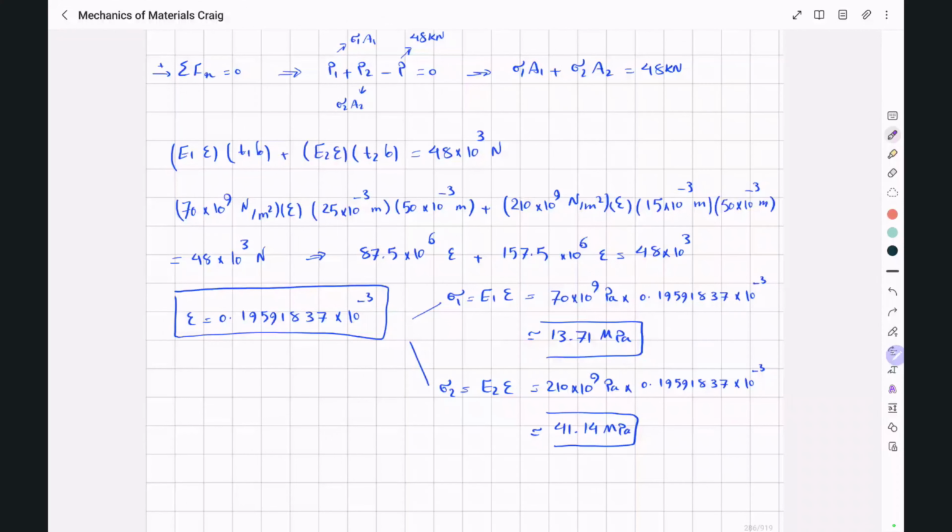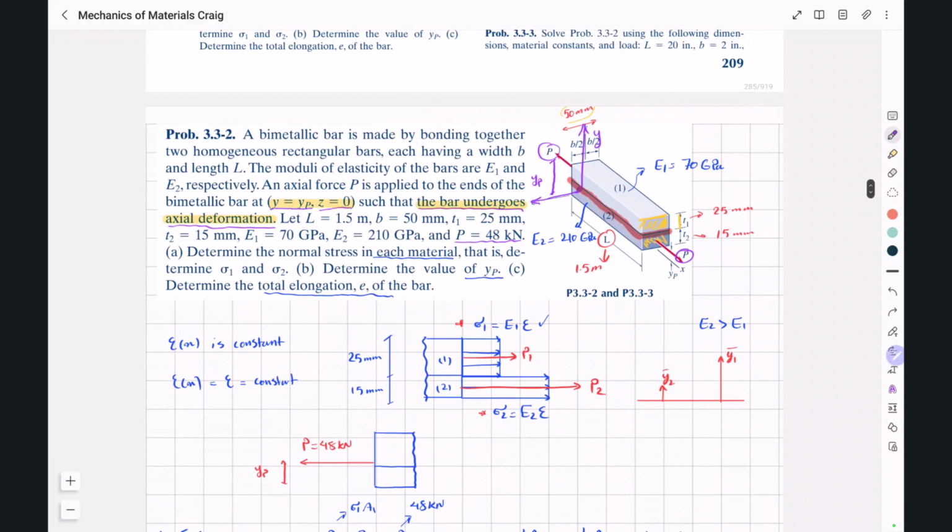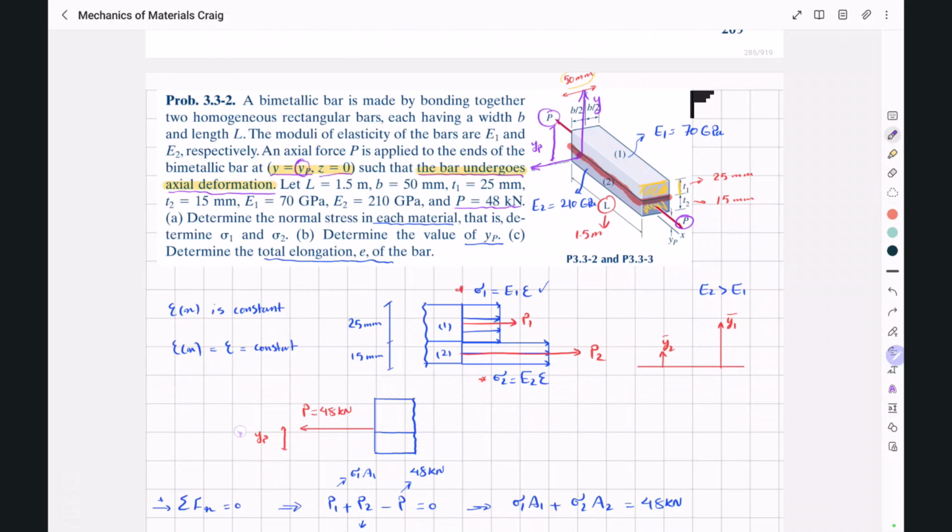Now, in the second part of the question, we have to determine the value of this yp, which is the location of the centroid of our cross section. So if we assume that the centroid of our cross section is located at this point O, we have to determine the coordinates of point O. And in order to do that, we can write the equation of equilibrium for the moments at this point, which we call point A.